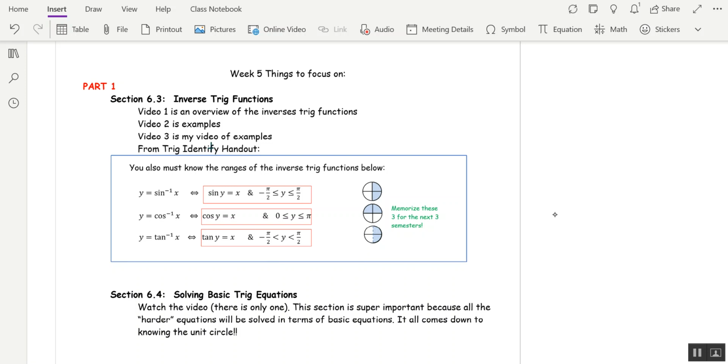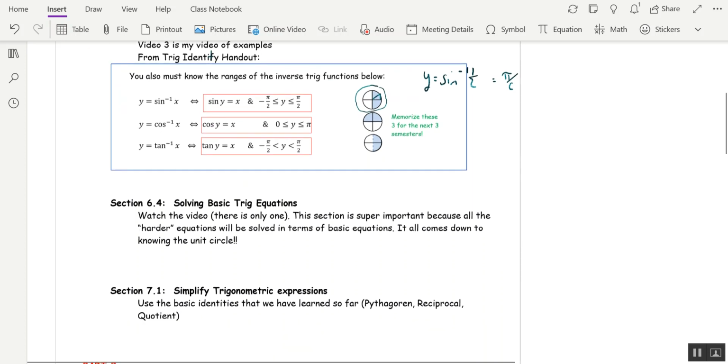So for example, there are infinitely many angles whose sine is a half. If y is sine inverse of a half, you're asking for an angle whose sine is a half. Well, there are many angles that could satisfy that, but there's only one angle between negative pi over 2 and pi over 2 that satisfies that, and that's the angle pi over 6. So sine inverse of a half is pi over 6. So spend some time on that, watch all the examples.